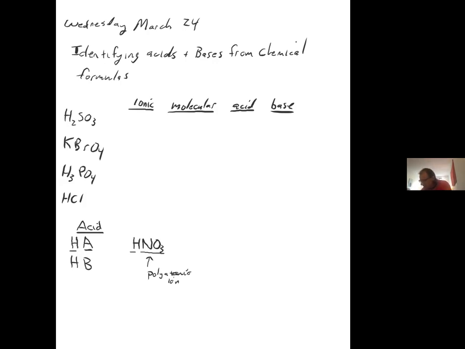Another example, now it could be more than one hydrogen. For example, you could have H2CO3. Even though there's two hydrogens, it's still a hydrogen in front of the rest of the formula. So again, here's another polyatomic ion. That's the carbonate ion.